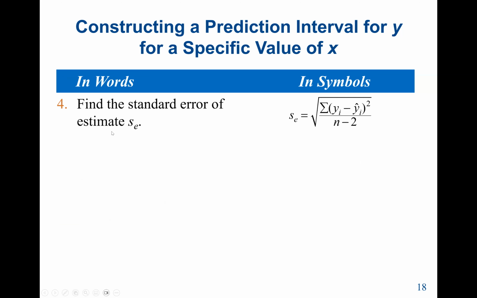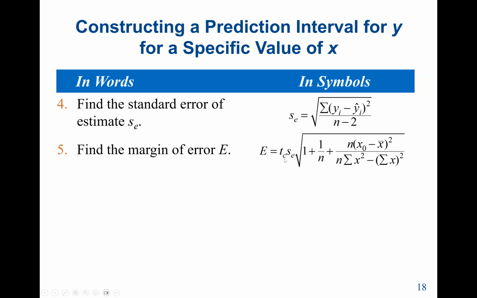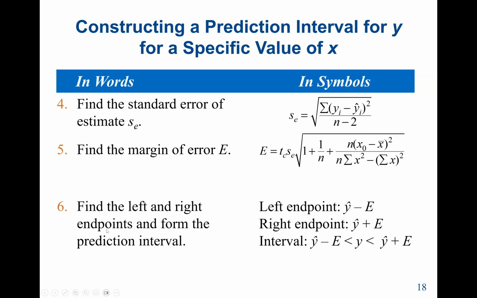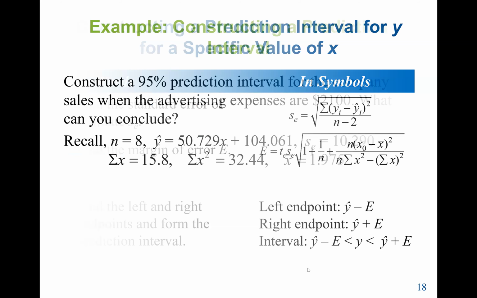Then we find the standard error of estimate using the formula. Then we find the margin of error, again using the formula. Then find the left and right endpoints, which will be the difference of Y hat and E and the sum of Y hat and E. And that will be our interval.